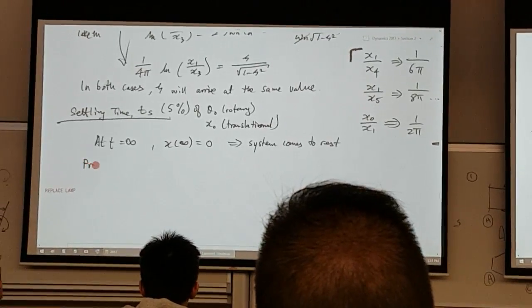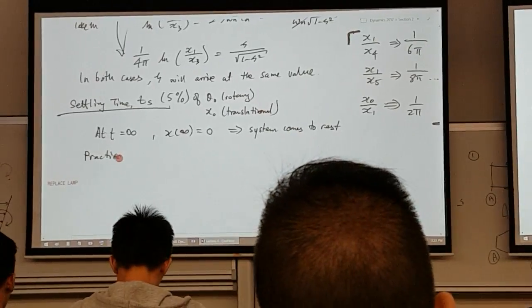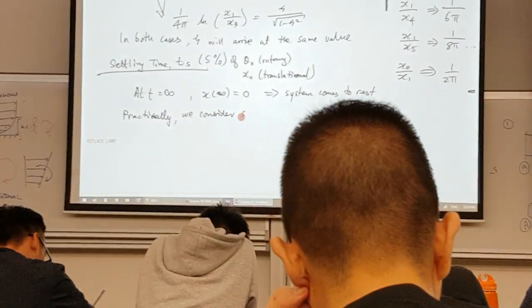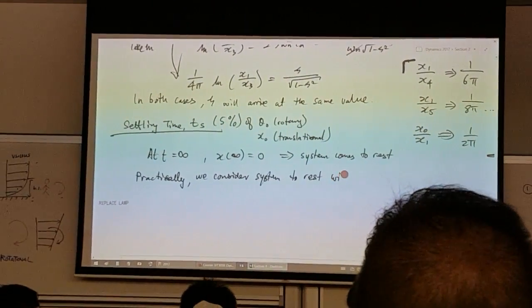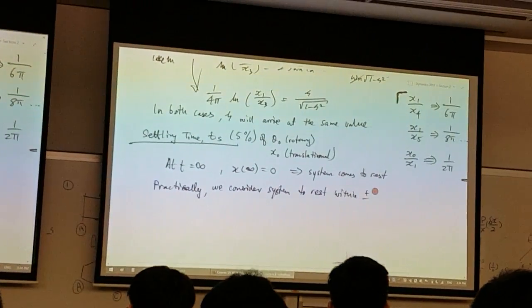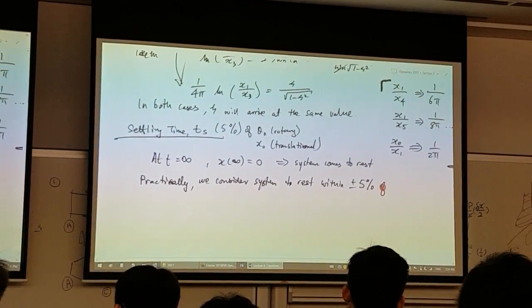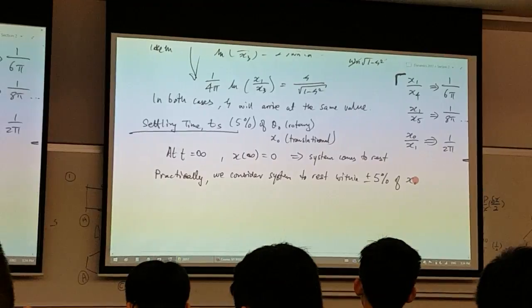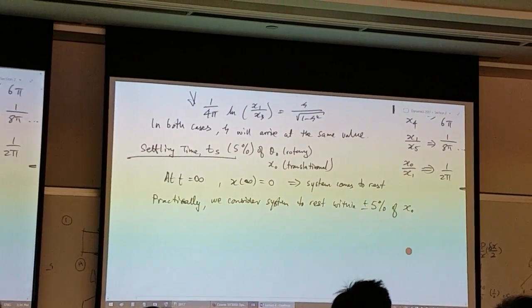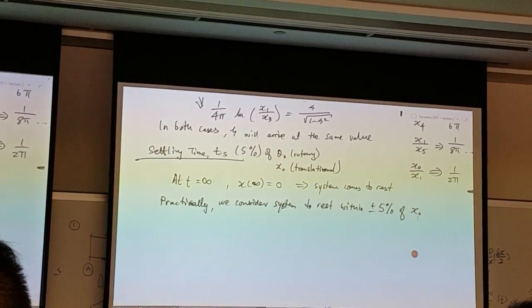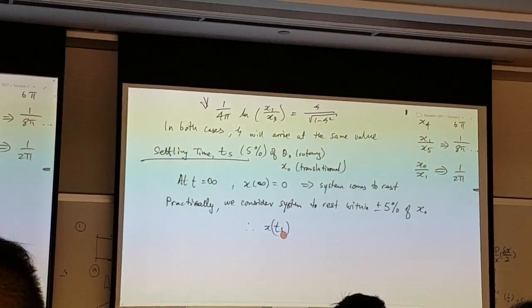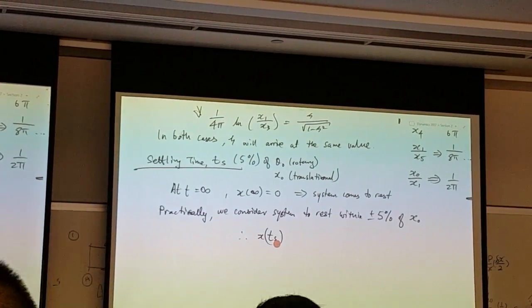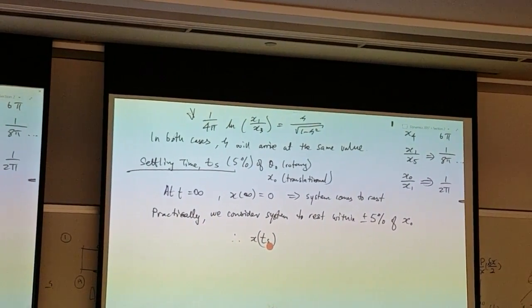But practically, we consider the system to come to a rest within plus minus 5% of x naught, or even less depending on what kind of system it is. So if I substitute into the equation x at ts, where ts is my settling time, I want to find out the expression for that settling time.